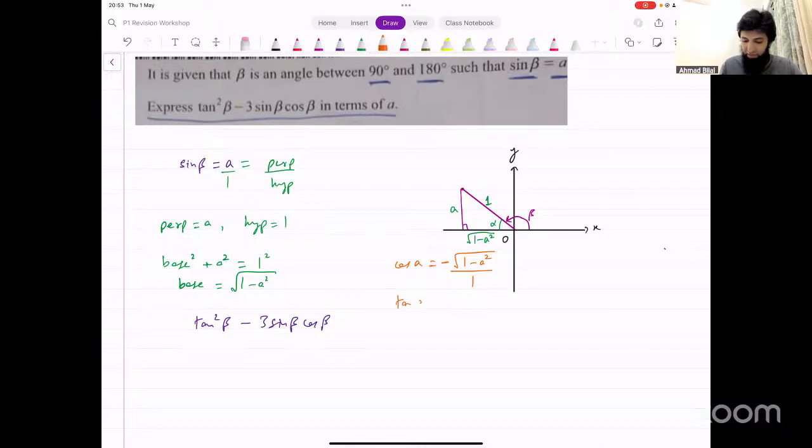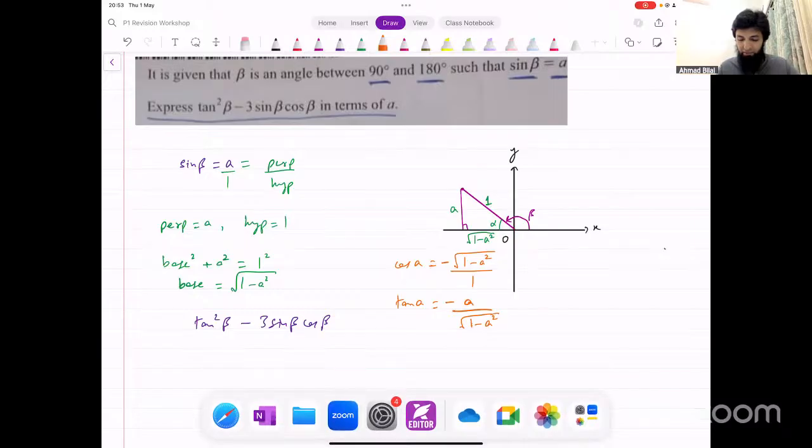Tan, what's that going to be? That's perpendicular over the base. Perpendicular is a, the base is this. So that's a over square root of 1 minus a squared. And then again, since it is in the second quadrant, we have to put a negative sign with that.